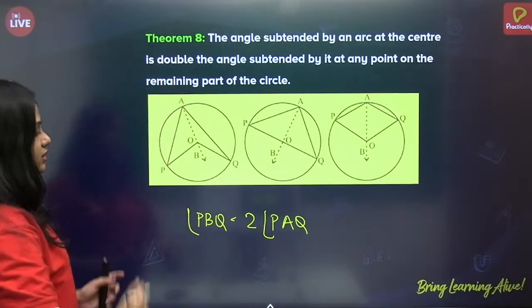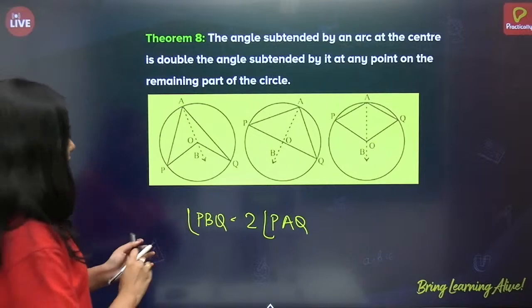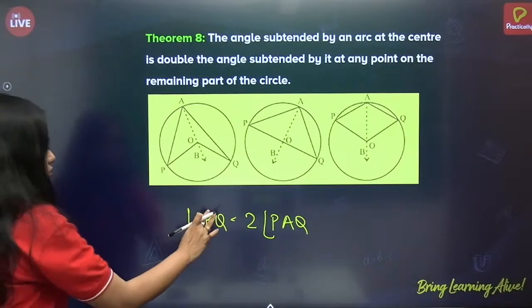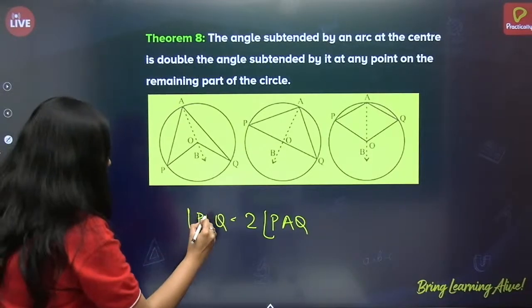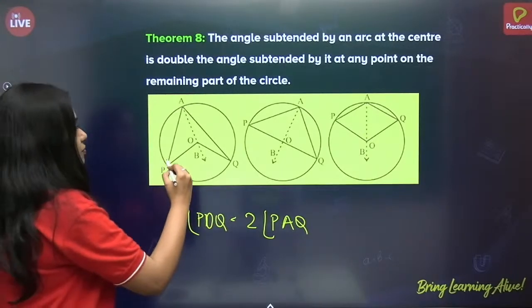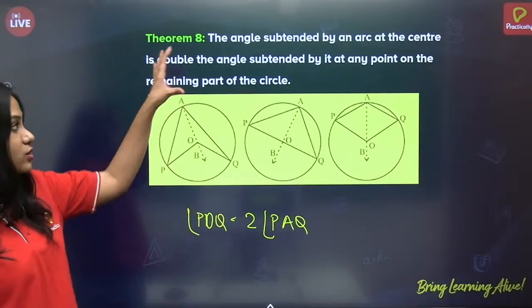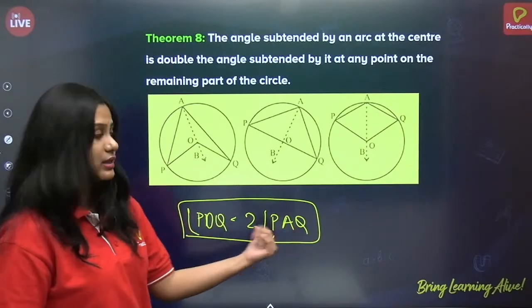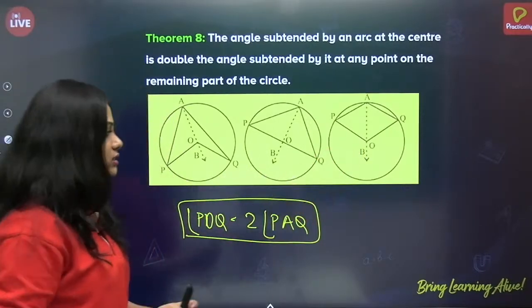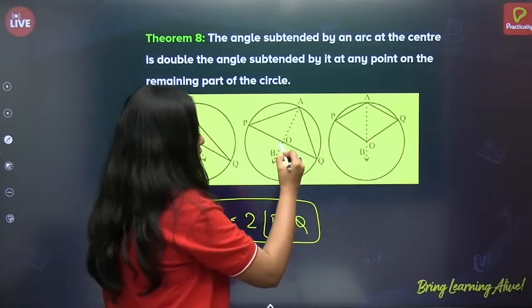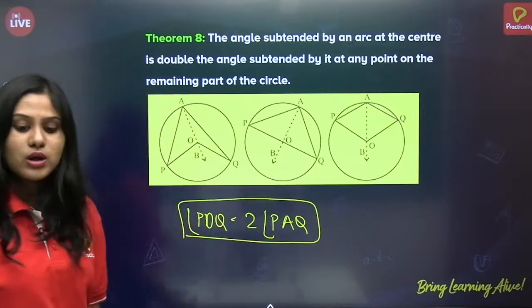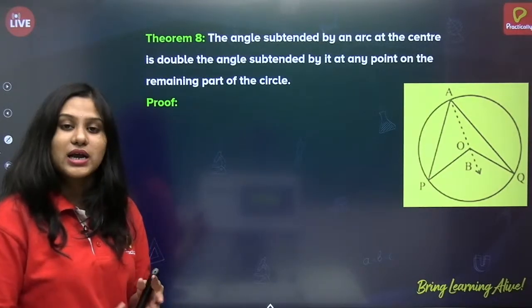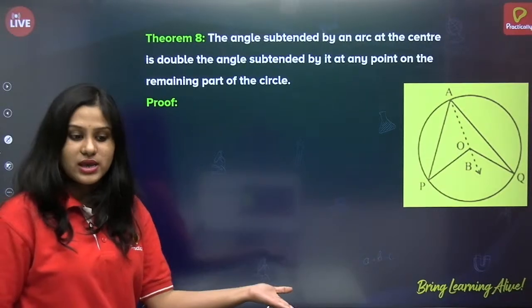So according to the given statement, I can write that the center angle, that is this angle POQ, is double the angle of PAQ. So according to the statement, I can write this in an equation form or in the presence of angle. Same goes with the other two cases as well. Angle POQ is equals to 2 times of angle PAQ. But how do we prove this? Let us take one case first and understand so that it applies to all the 3 cases as well. All right.